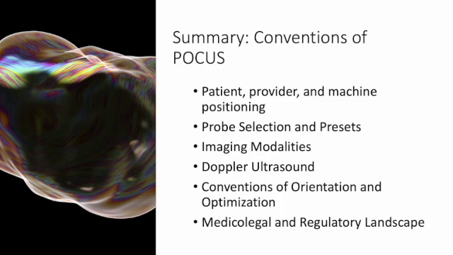And that's the conventions of POCUS. So as a summary, we talked about the patient, the provider, and the machine positioning to optimize our exams. We talked about the different types of probes and the presets that we can use in probe selection to help us image whatever organ system we're looking at. We talked about imaging modalities and B mode and M mode and how we utilize those to interpret different exams. We talked about Doppler and using Doppler to understand velocity. We talked about some of the conventions of orientation and image optimization, and then briefly reviewed the medical, legal, and regulatory landscape of point-of-care ultrasound.